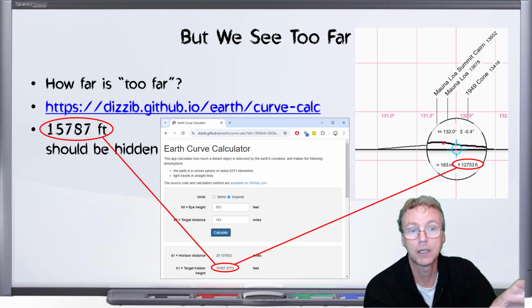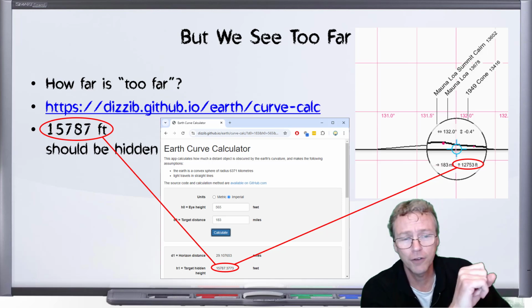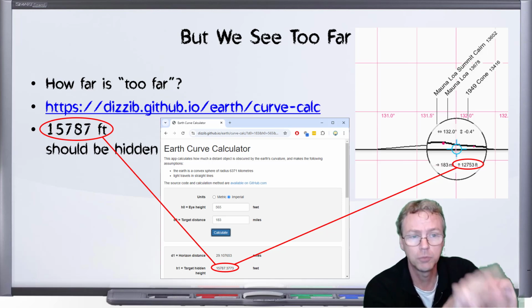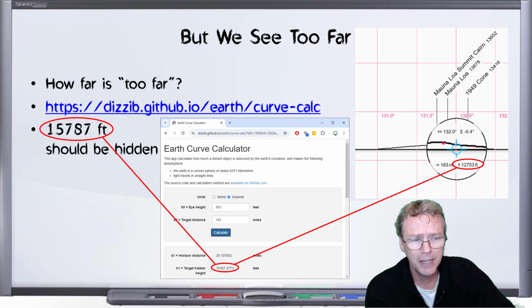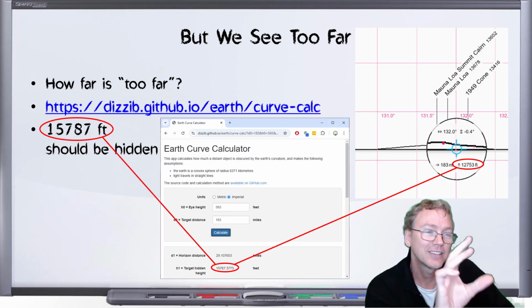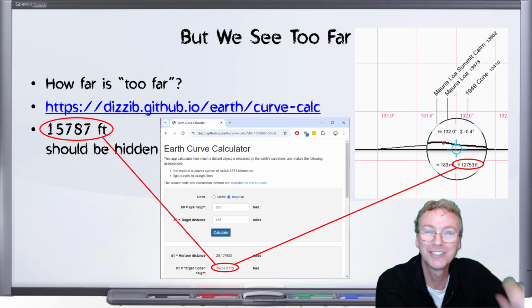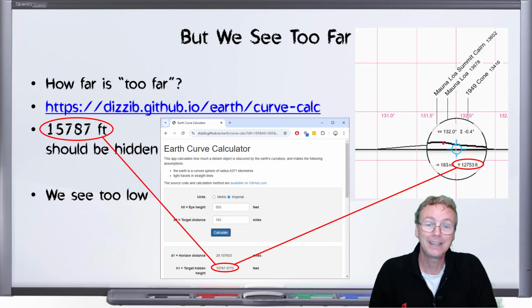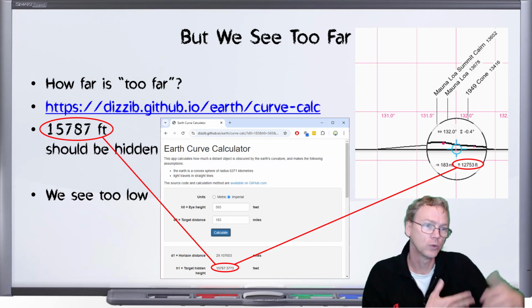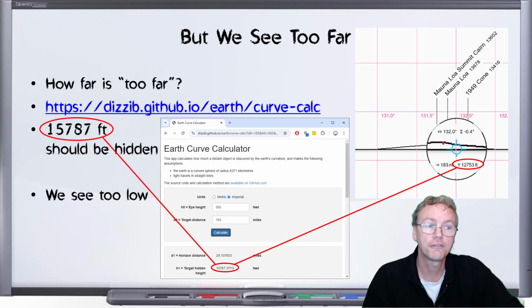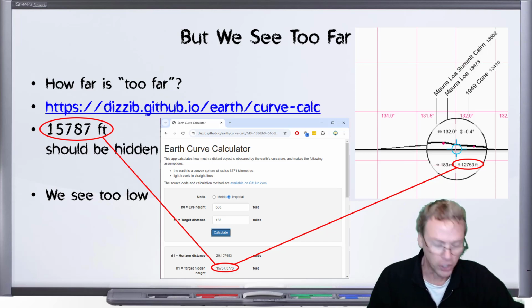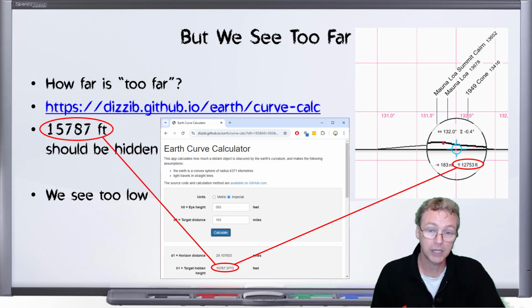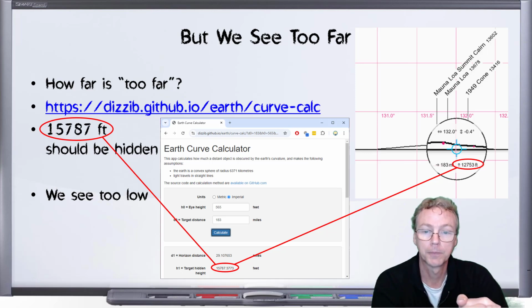The entirety of Mauna Loa, according to the curve calculator, the entirety of the island should be below the curve. But Peakfinder says we can see the top 1,000 feet. Just the top 1,000 feet of the island is visible. What's up with that? By this standard, we see too far. We're seeing stuff that should be behind the curve. Agreed, 100% agreed. If we're going to be objective, that's what this says, okay?